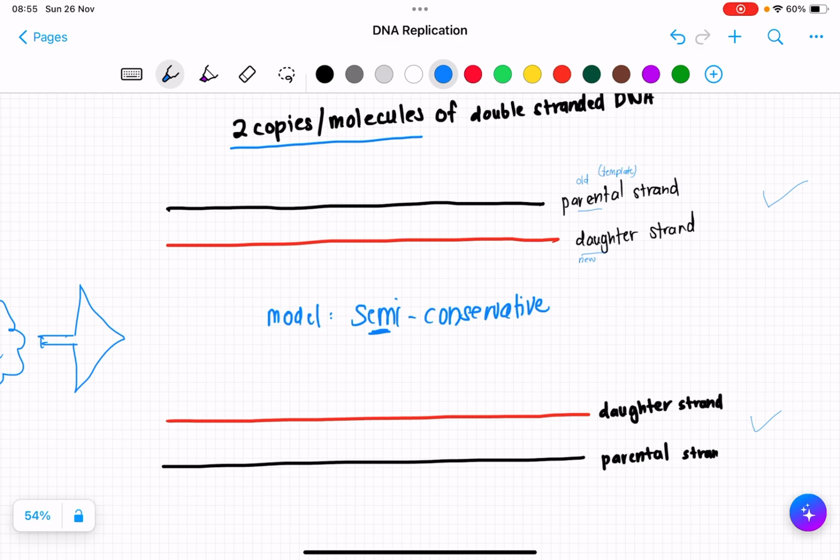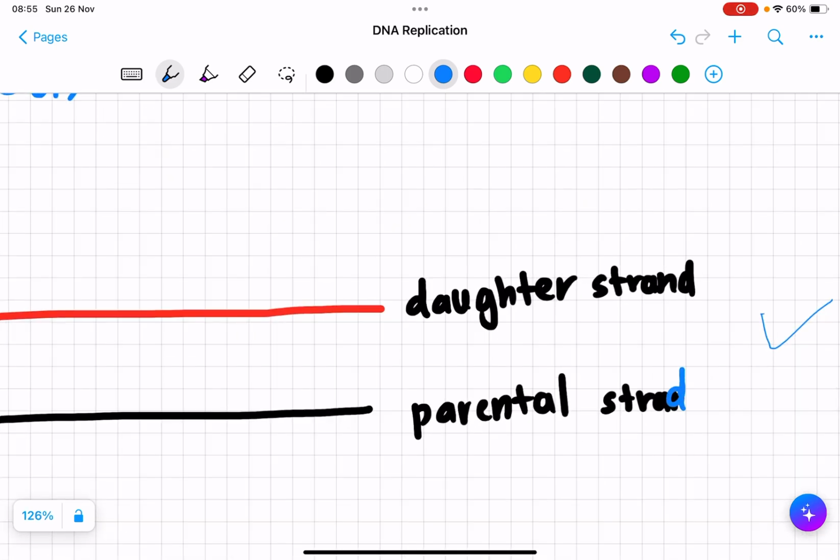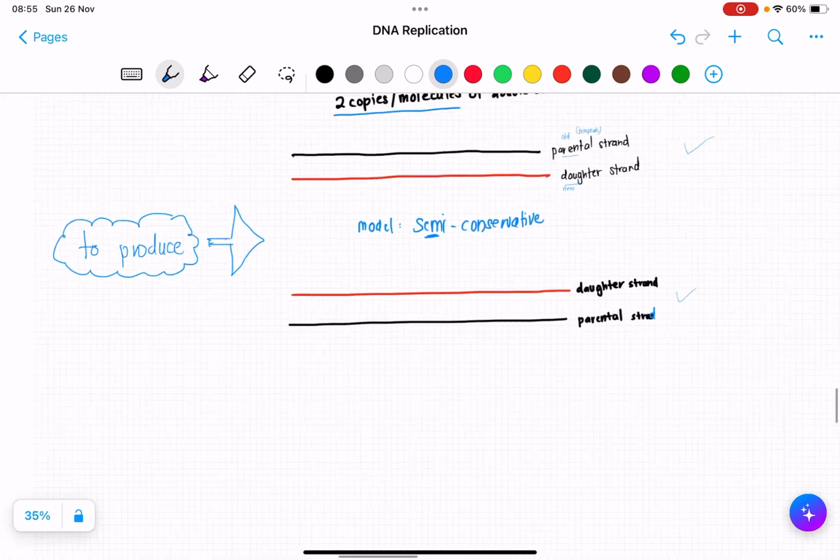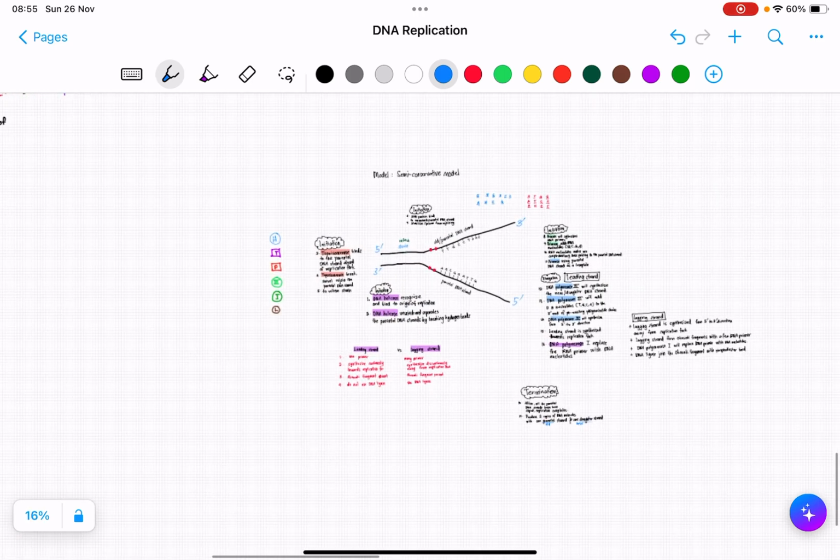Jadi konsep dia adalah dia akan menghasilkan two molecules of double-stranded DNA and each molecule will have one parental strand, one daughter strand. So, dia tak akan hasilkan satu molekul yang dua-dua strand daughter. Dia mesti ada satu parent, satu daughter strand. So let's see the process.